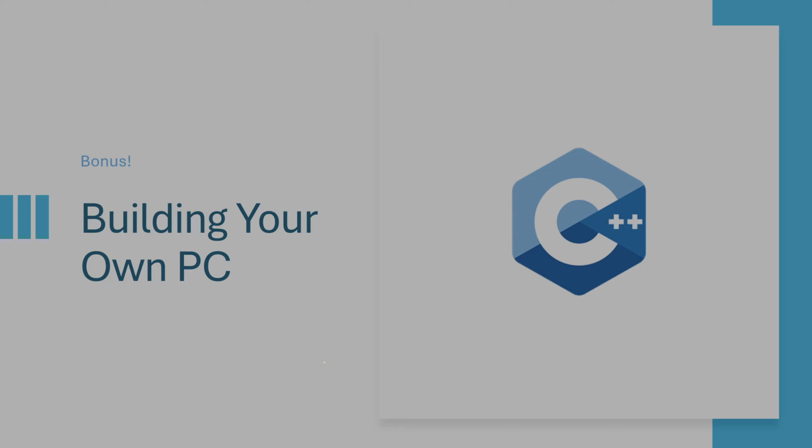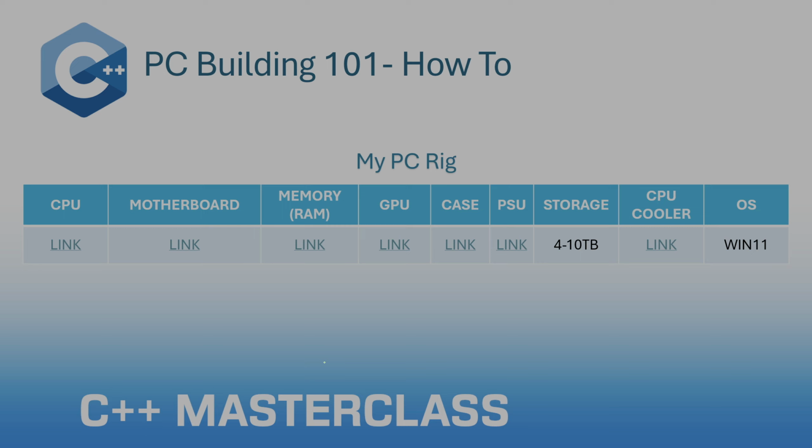As a bonus in this first lecture, because that was only about 10 minutes, I am going to go over building your own PC using the specs and parts that I used for my own personal PC. So I'm going to go over kind of how I did it. I will link everything in the description below. So every computer is going to have these basic components: your CPU, your motherboard, your memory or RAM, GPU, case, PSU, storage, CPU cooler, and IOS.